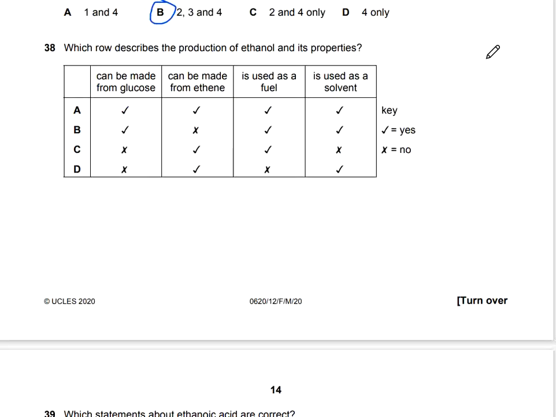Which statements describe the production of ethanol and its properties? Of course, when we're talking about ethanol, it can be made from glucose. Yes. It can be made from ethene, yes. It is used as a fuel, of course. And it is used as a solvent. So the correct answer for this is letter A.